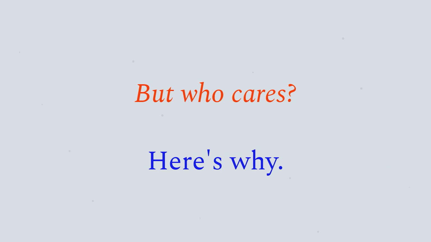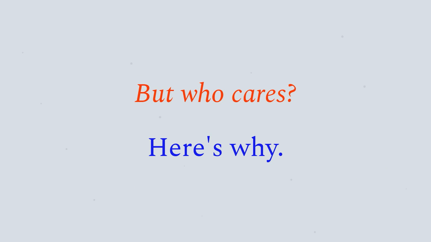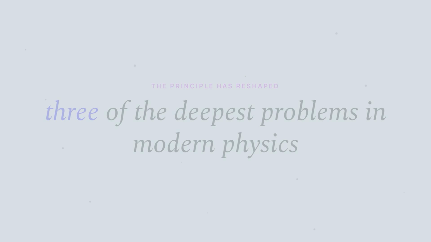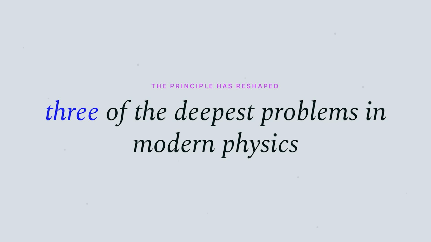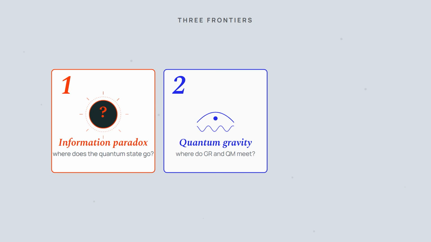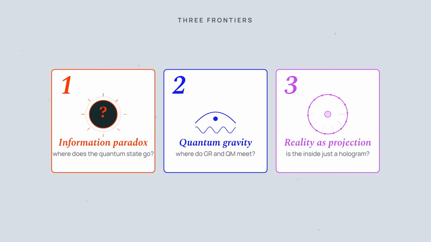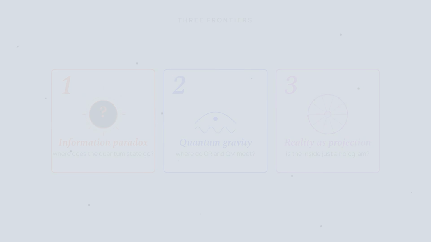You might be wondering, who cares about black holes? Why is this idea worth your attention? Because the holographic principle is not just about black holes. It has reshaped 3 of the deepest problems in modern physics. First, the black hole information paradox. When matter falls in, where does its quantum state go? Second, quantum gravity. How do you reconcile general relativity with quantum mechanics? And third, perhaps the strangest of all, whether reality itself is some kind of computation projected from a lower dimensional surface. One idea, 3 frontiers.